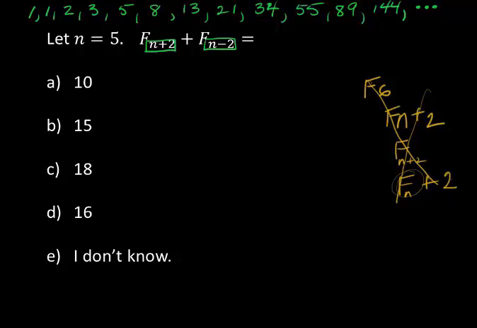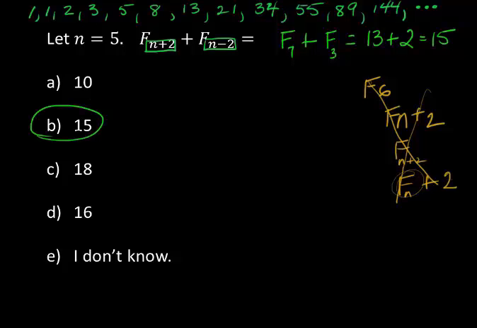So back to this problem. This problem was f sub n plus 2. Well, n is 5. So 5 plus 2 is 7. This is the 7th Fibonacci plus, and n minus 2. 5 minus 2 is 3. So that's F3. Now the 7th Fibonacci, if you count over, is 13. And the 3rd Fibonacci, counting over, is 2. And 13 plus 2, of course, is 15. So our answer is 15.